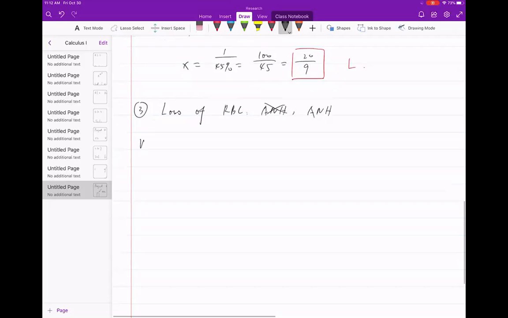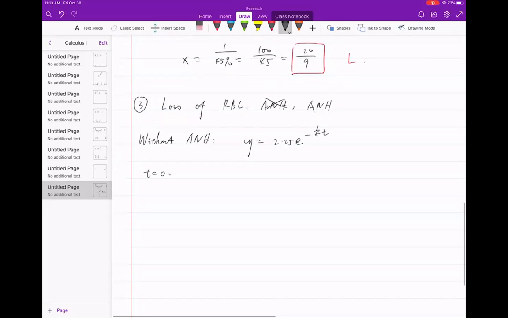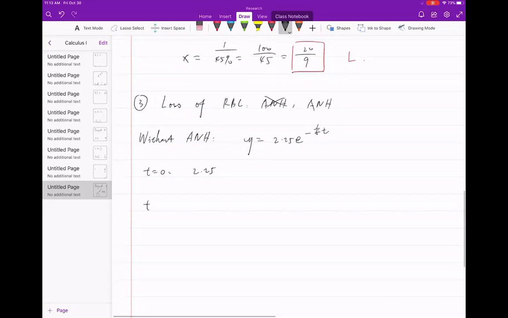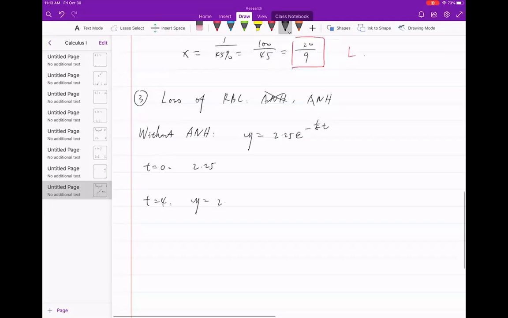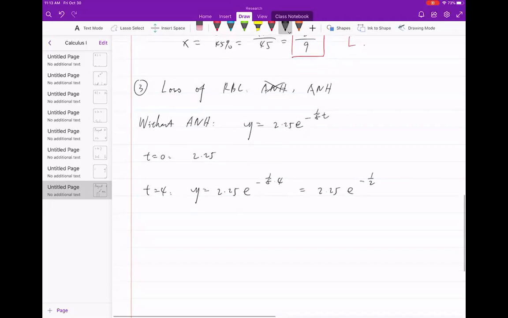Okay, so let's compare the 2 situations. First, without. We already know it. Your blood cell is like this. Okay, so at the first, you have 2.25. In the end, which means after 4 hours of bleeding, your blood cell is like this. So how much did you lose? Well, you just take the starting minus the ending.